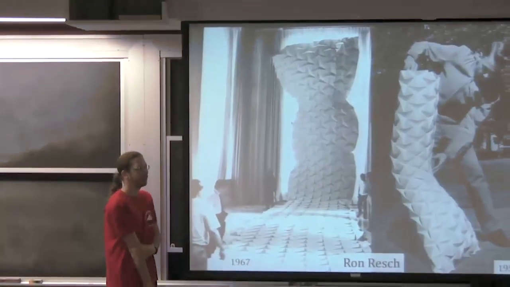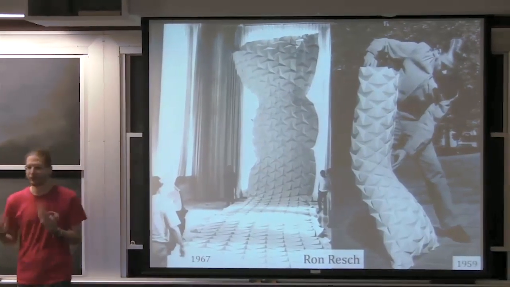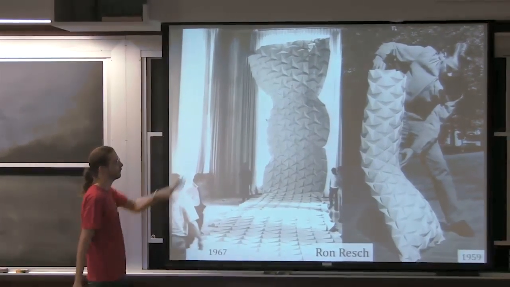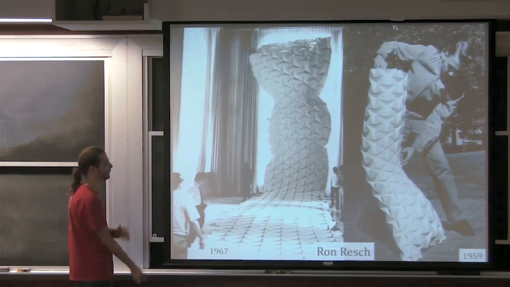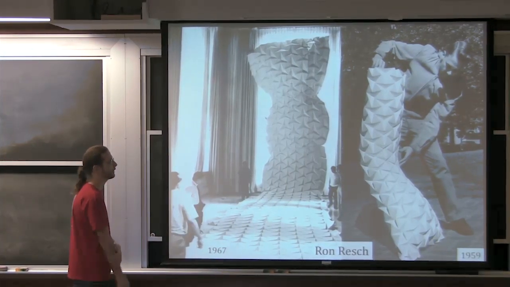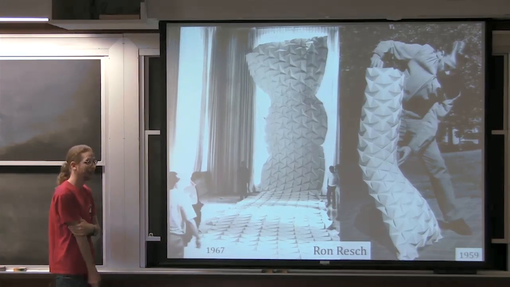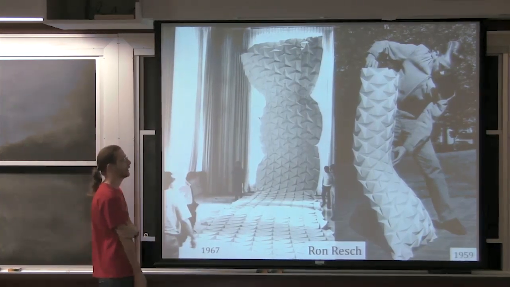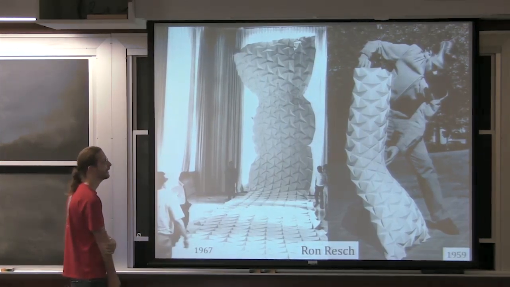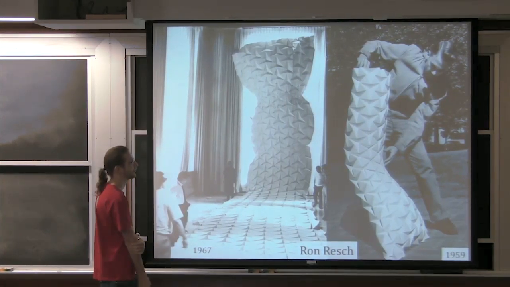Next topic is tessellation. This is a particular style of origami. It goes back, probably the earliest tessellation folder is Ron Resch. The early history is a little hard to know for sure. Ron Resch was an artist starting in the 60s. He died just a few years ago. We've met him. He's a pretty crazy guy. Did a lot of cool origami foldings early in the day.